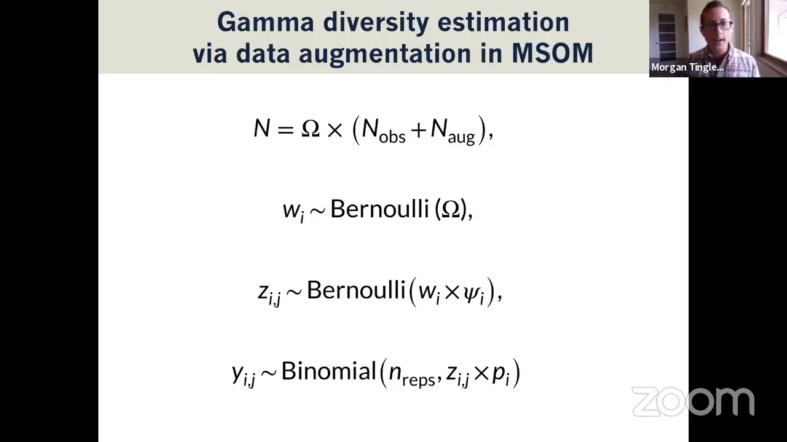And so we can use this data augmentation to estimate omega, and through omega, get an idea of how many species actually occurred at all of our sites in our region, that is to say gamma diversity, that may have not been seen at any of our surveys.